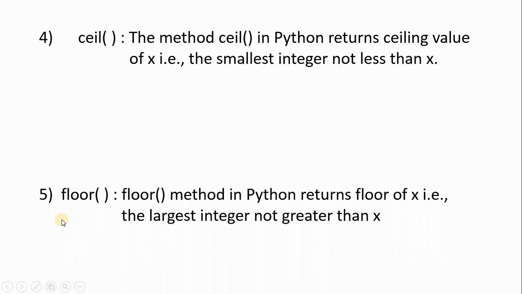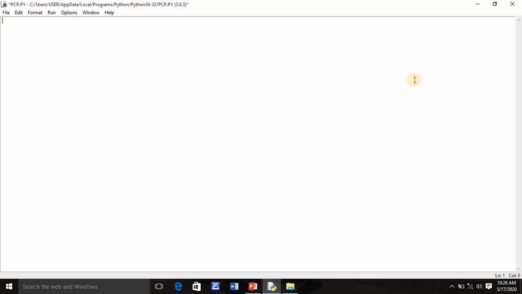And next one is the floor function. This method in Python returns the floor of x, where x is the argument, that is it returns the largest integer not greater than x. We are going to check these ceil and floor functions in the Python environment.